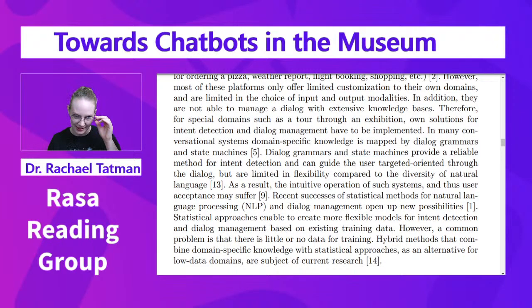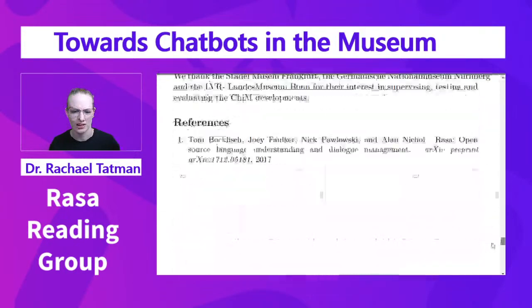Recent successes, yes, that's the correct number of S's that I said, of statistical methods for natural language processing, NLP, and dialogue management open up new possibilities. Statistical approaches enable creating more flexible models for intent detection and dialogue management based on existing training data. Yes, this is the Rasa approach. However, a common problem is that there is little or no data for training. Hybrid methods that combine domain-specific knowledge with statistical approaches as an alternative for low-data domains are the subject of current research. And I'm pretty sure that's actually a citation to Rasa there.